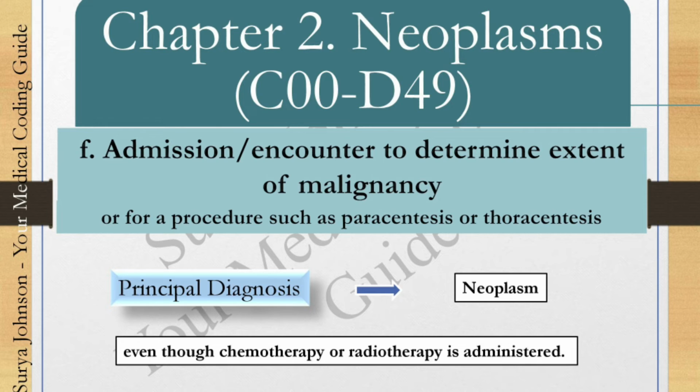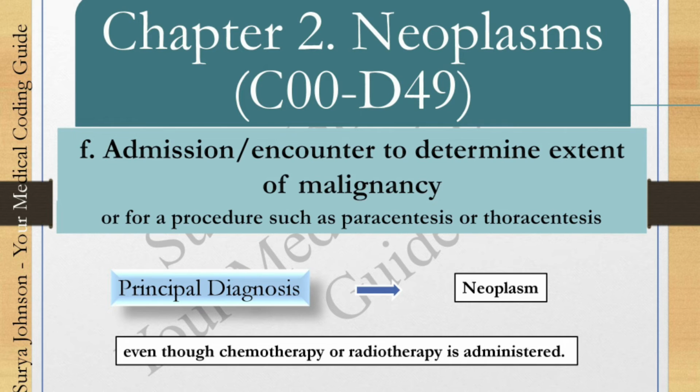So, even in this scenario, if the patient is having chemotherapy or radiation therapy administered, you will not code that one. You will code the principal diagnosis as neoplasm only, because the reason for the visit is to determine the extent of malignancy, not for the chemotherapy or radiotherapy. The chemotherapy or radiotherapy has been administered later in the process, but it is not the reason for the patient's admission. So, you will not code chemotherapy or radiation therapy, you will code the malignancy only.